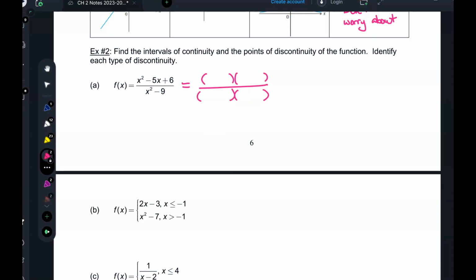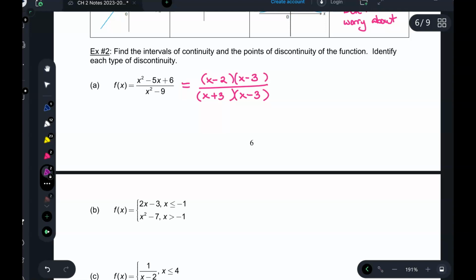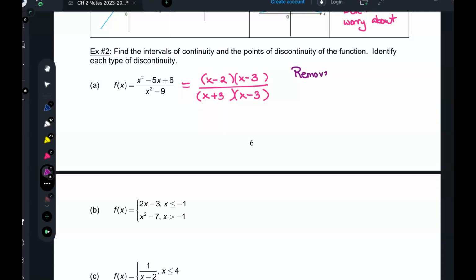I can imagine it, so it's like x minus 2, and then x minus 3, and then x minus 3, x plus 3. Good. So it's removable. Good. So yeah, we can identify the different types. So we have a removable at x equals 3. And what else do we have? There's another one. Good. Infinite at x equals negative 3.